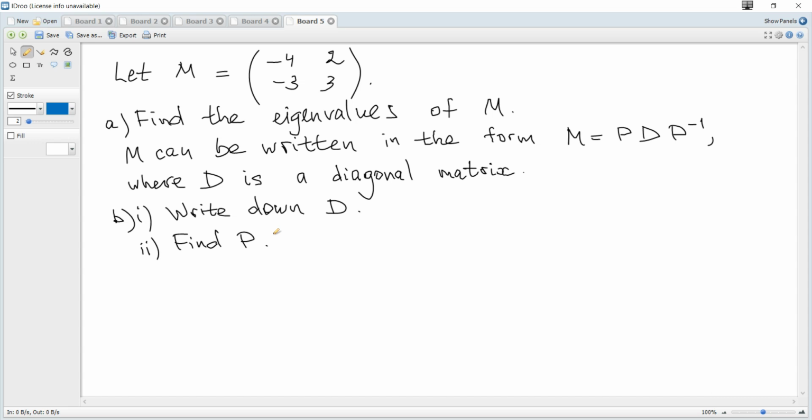It is given a matrix M. Question A. Find the eigenvalues of a given matrix. To find the eigenvalues, we should consider the given matrix with an additional minus lambda along the main diagonal, and its determinant should be equal to 0. So we should consider the determinant of |-4 minus lambda, 2; -3, 3 minus lambda|, which should be equal to 0.